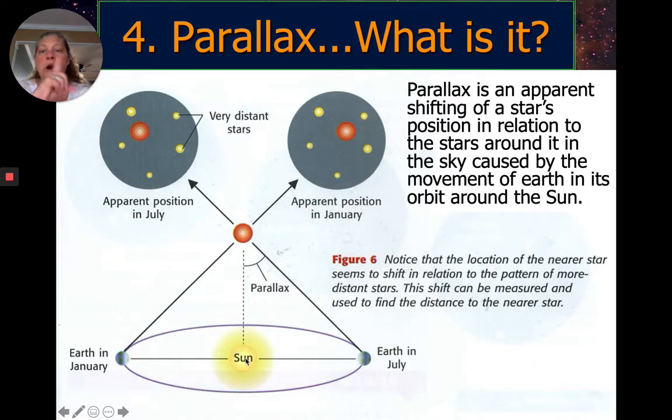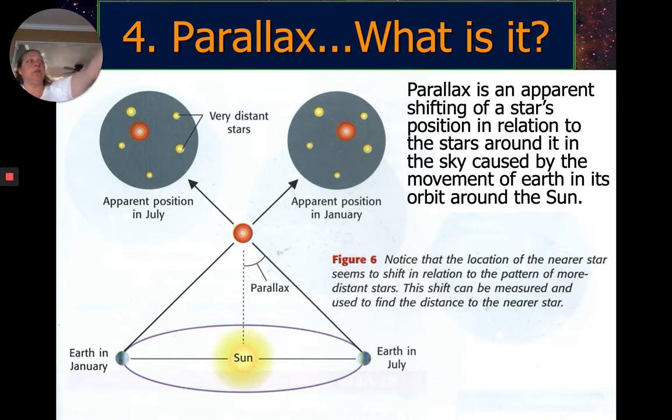And the last one is parallax. I just showed you in Orion how some stars are close and some stars are far away from us. Here's a very simple way to explain parallax. If I'm on one side of the sun and I look up, the stars are going to be in a certain position relative to one another. Here's a close star and here's a far star. But when I go all the way to the other side of the sun, my view of them is going to change.